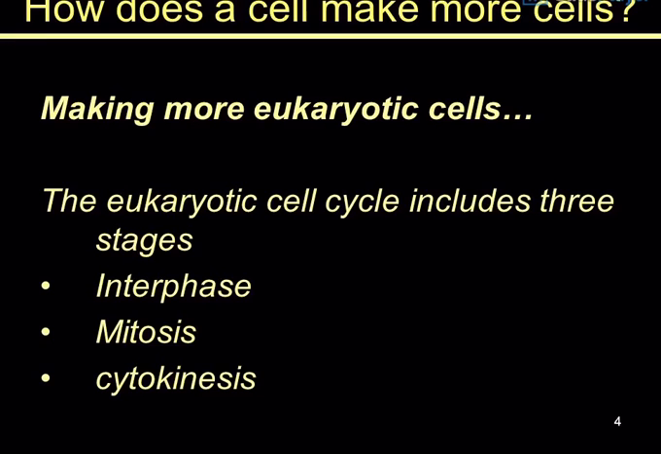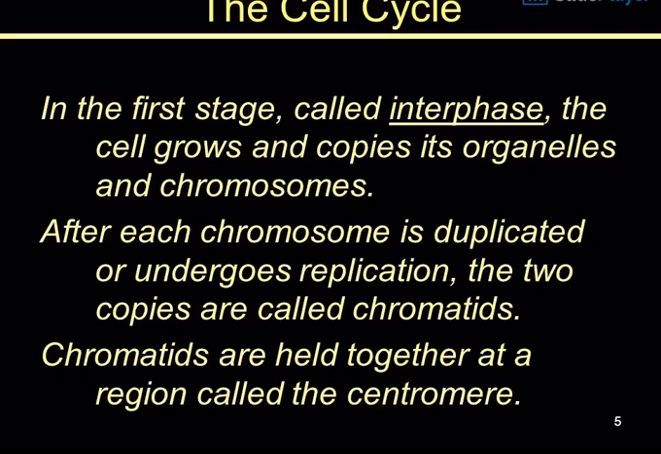Making more eukaryotic cells. The eukaryotic cell cycle includes 3 stages: interphase, mitosis, cytokinesis. The cell cycle. In the first stage, called interphase, the cell grows and copies its organelles and chromosomes. After each chromosome is duplicated, or undergoes replication, the 2 copies are called chromatids. Chromatids are held together at a region called the centromere.